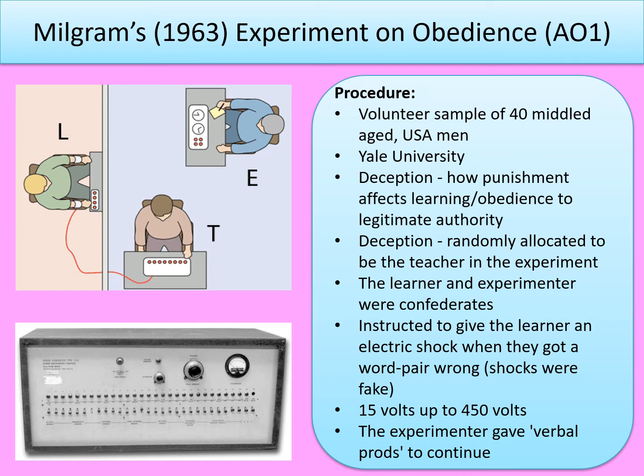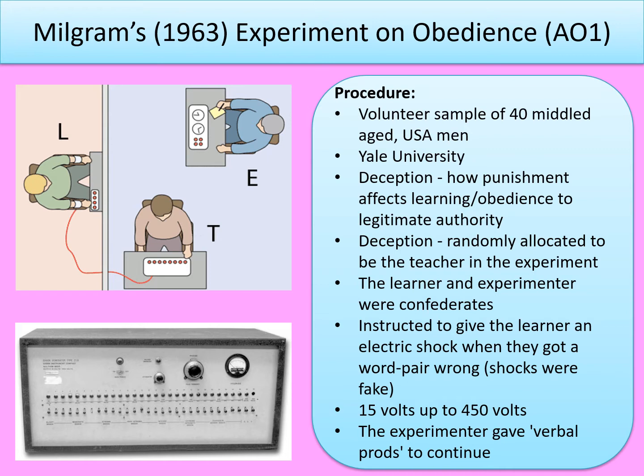So make sure that you know the very basic procedure, that it was a volunteer sample of 40 middle-aged American men, and it was a laboratory experiment at Yale University. The participants were deceived in two ways, well, in lots of ways, but certainly they were told the experiment was about how punishment affects learning, when actually it was on obedience to legitimate authority. Another element of deception was that they thought they had been randomly allocated to be the teacher in the experiment, but actually the learner and the experimenter were both confederates, which meant they were actors.